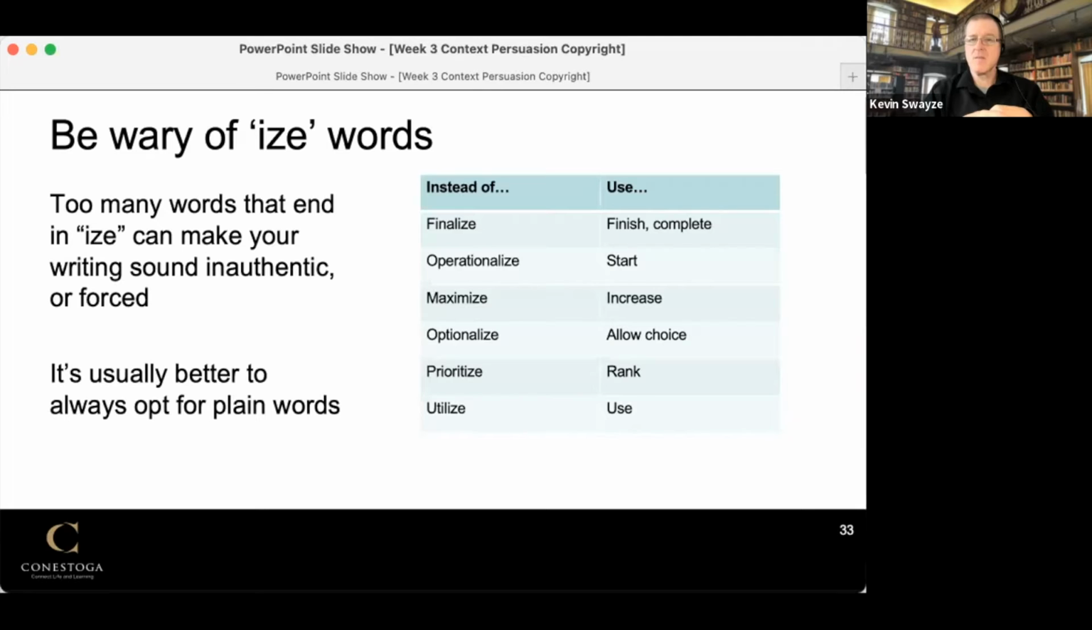Utilize. Well, you're using something. I'm going to prioritize this. Well, I'm going to rank something and put it in order. So whenever you see an IZE on a word, look at it. It's saying, hey, this is a word that you probably want to look at. Think about why it is here. What word can I use to replace it? And I would say every time you will be able to replace that word with another word that works better.